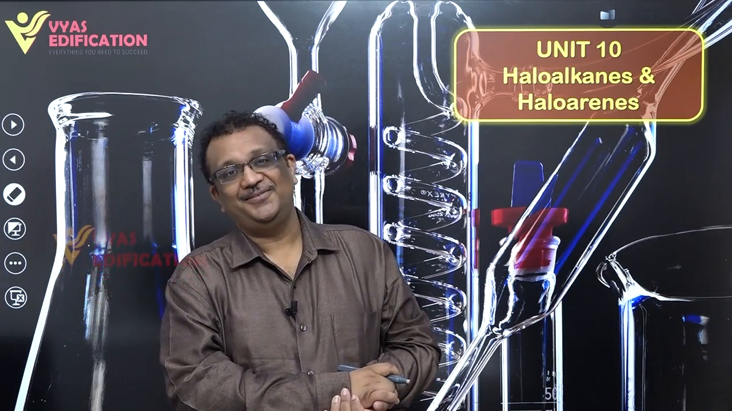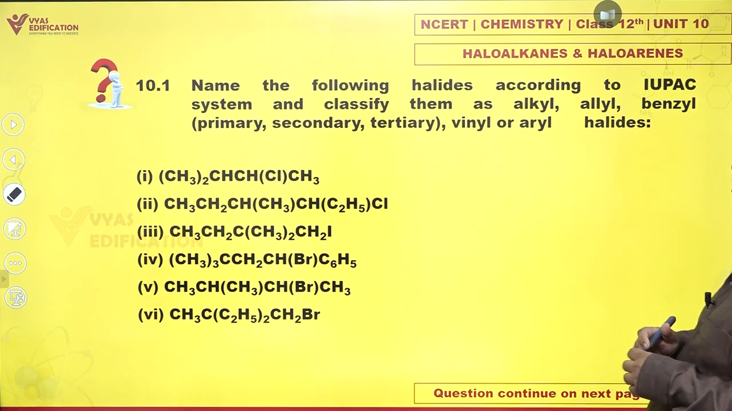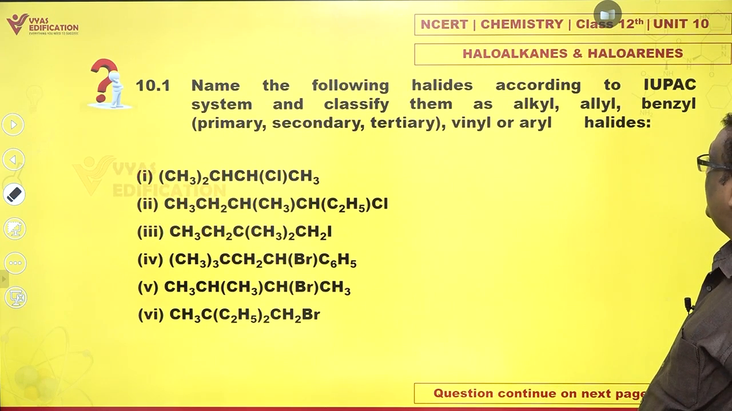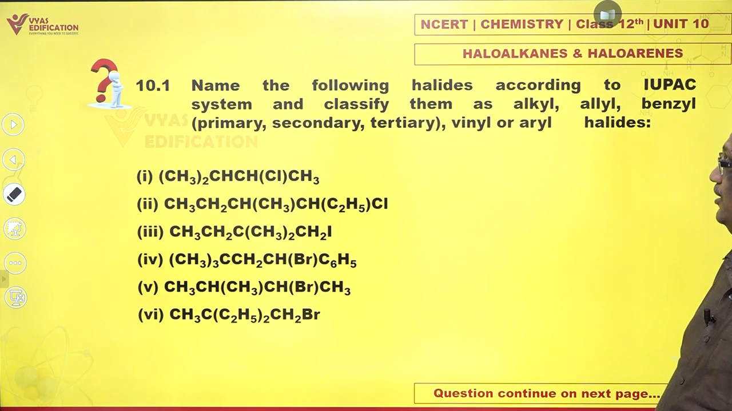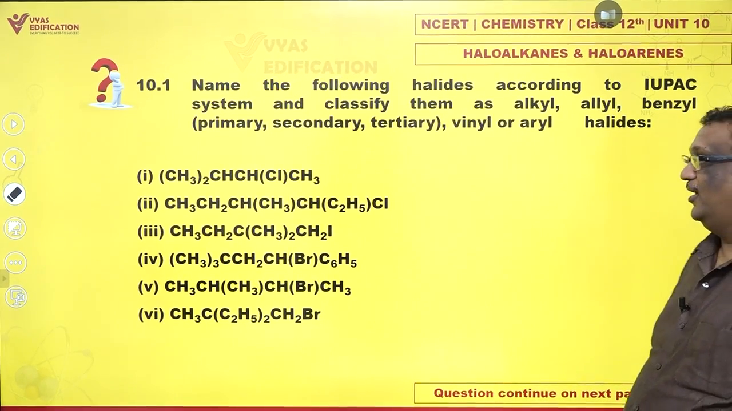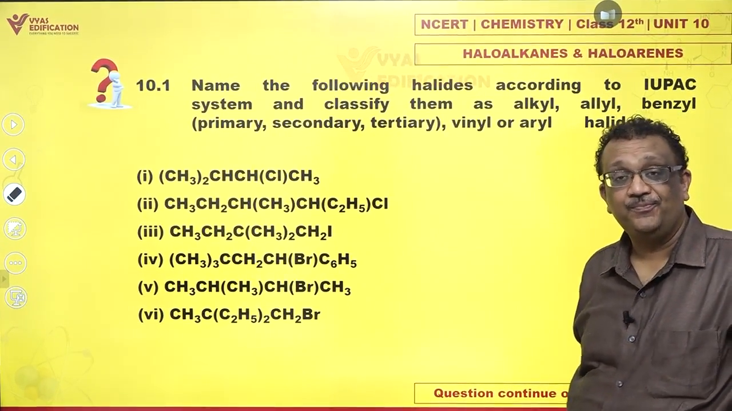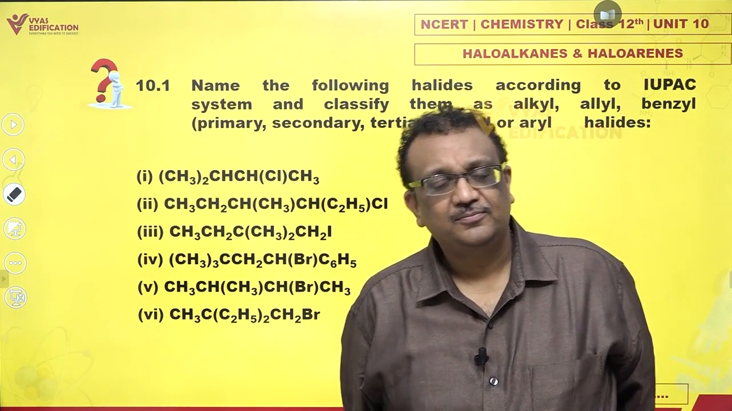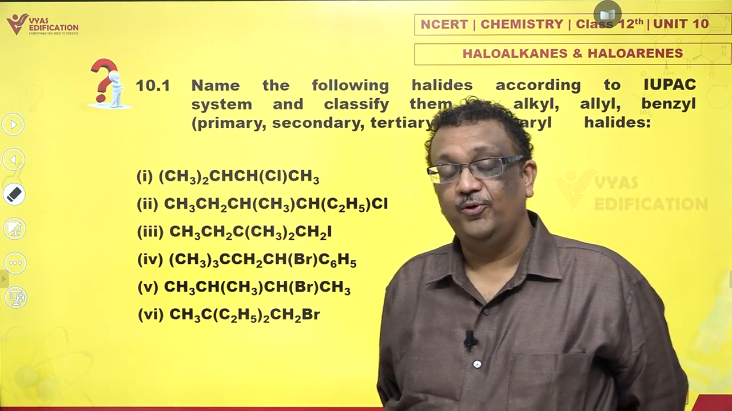So there we begin. Name the following halides according to the IUPAC system and classify them as alkyl, allyl, benzyl, primary, secondary, tertiary, vinyl or aryl halides. Oh, very interesting. Now, how do you classify them? I'll just quickly revise the theory for you.